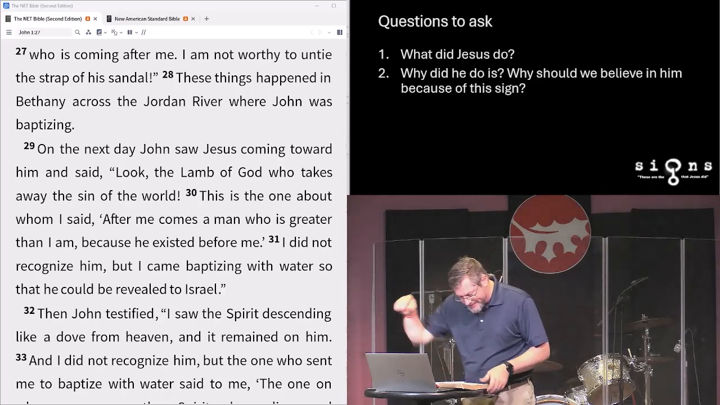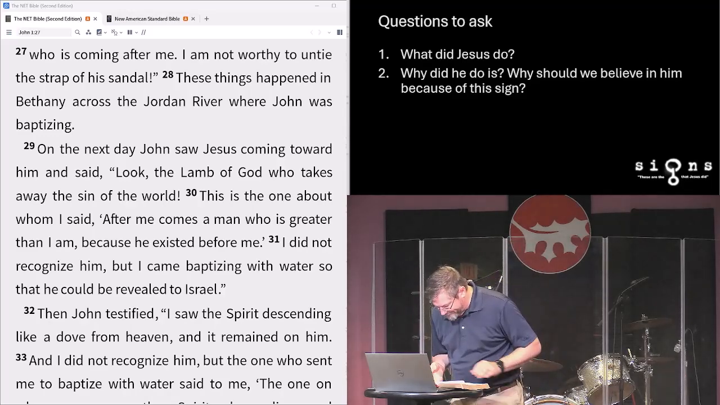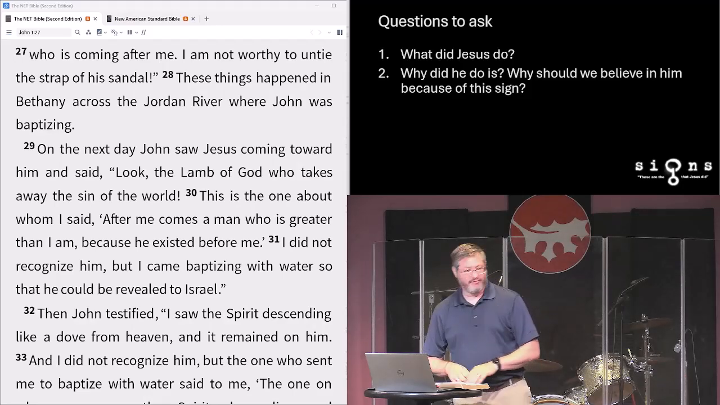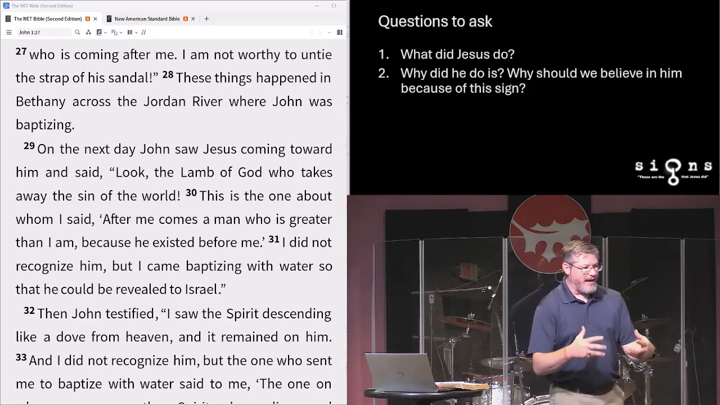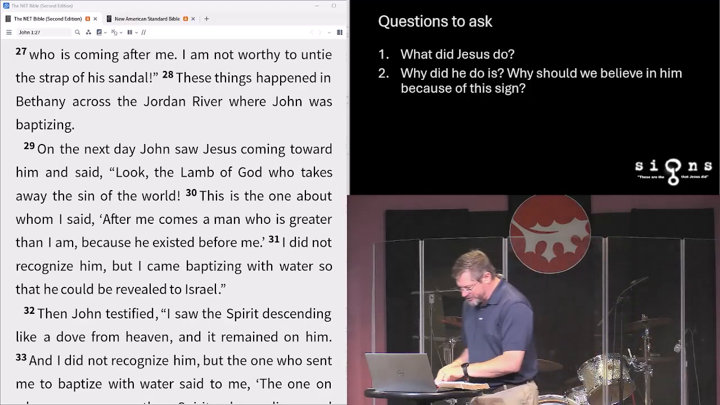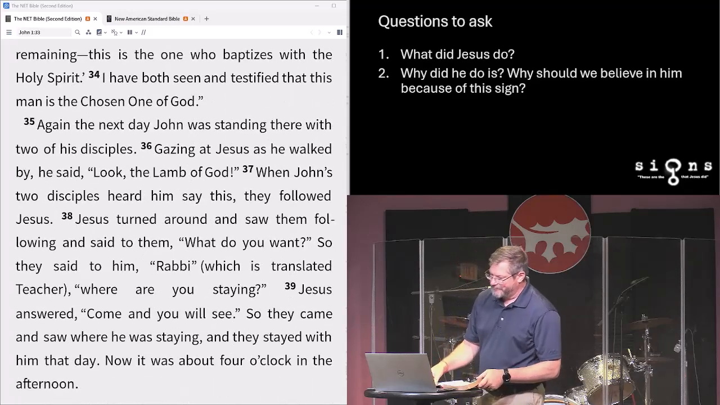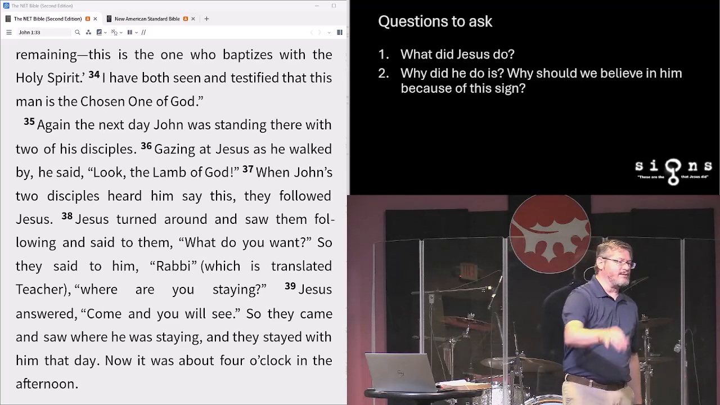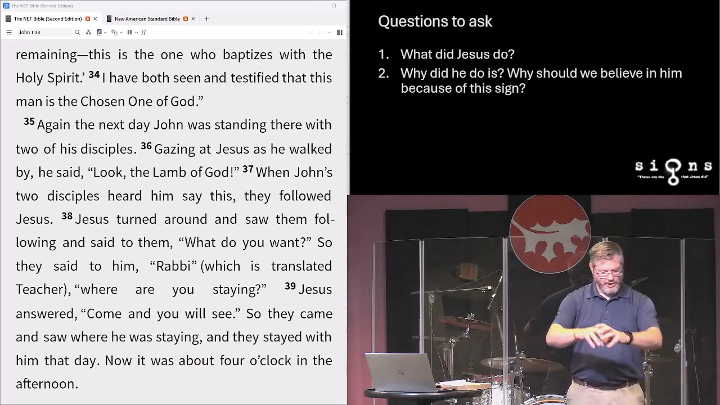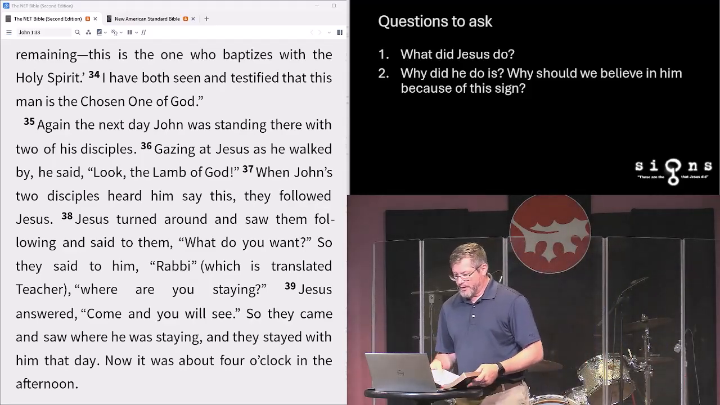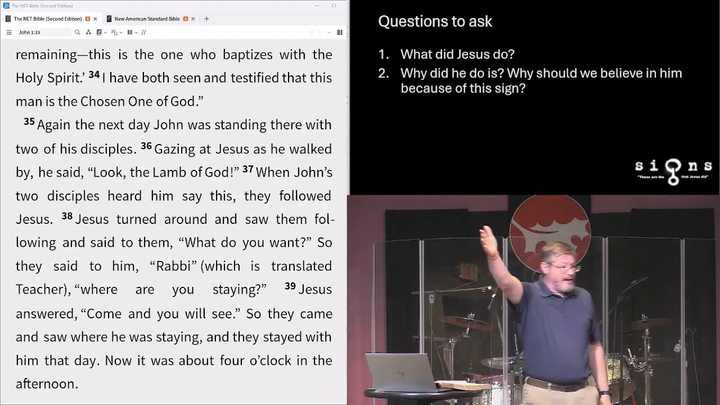"This is the one. This guy right here is the one about whom I said, 'After me comes a man who is greater than I am, because he existed before me.'" And he talked a little bit about the baptism when he realized who Jesus was. And the next day, verse 35, John was standing there with 2 of his disciples. A disciple is a follower. John had a group of followers. Jesus did not yet. Gazing at Jesus as he walked by, he said, "Look, the Lamb of God."